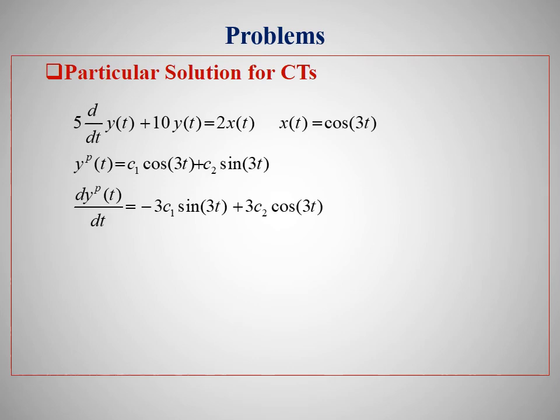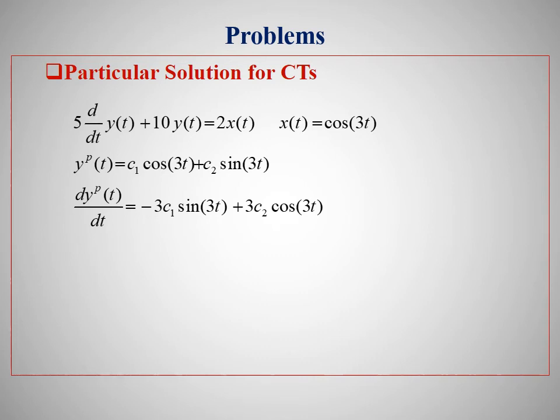Let us go on to one more problem in the continuous time case involving a cosine term as the input. For the same differential equation, we are going to consider the input as cos 3t. So, the expression for the particular solution is yp of t equal to c1 cos 3t plus c2 sin 3t, considering that the input is x of t equal to cos 3t. From the table we know that the particular solution is going to be of the form of cos and sin with specific constants.